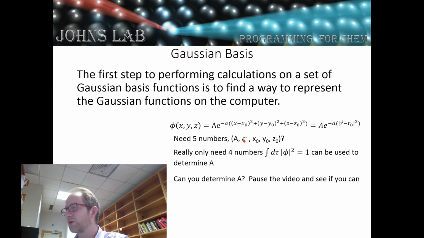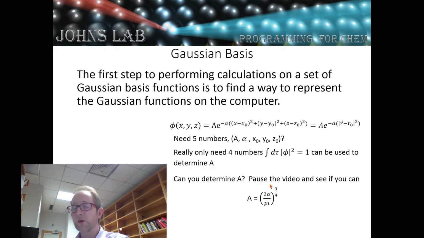Okay, have you gotten your number for the normalization constant? You should have gotten 2 alpha over pi to the 3/4 power. So what we need to do is first write a program that can build these individual Gaussian functions. And then we're going to write a second program that's going to build our basis functions. If you remember from the previous video, our basis functions are going to be sums of Gaussians with different exponent values or different contraction coefficients.